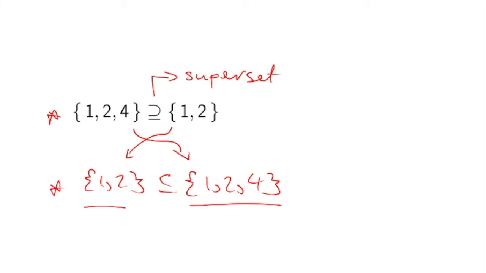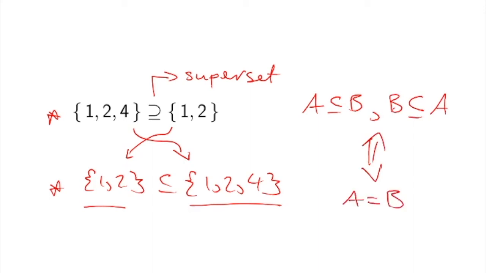A quick exercise just to check your understanding is to verify the following. Imagine we have two sets A and B such that A is a subset of B and B is a subset of A. You can verify for yourself that this is the same as saying that A equals B, i.e. A and B are the same set.